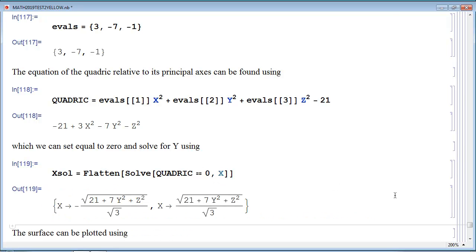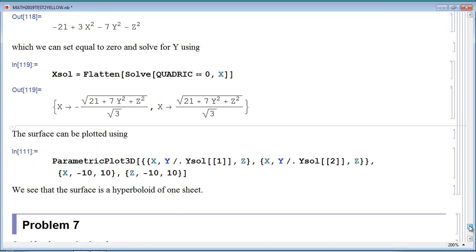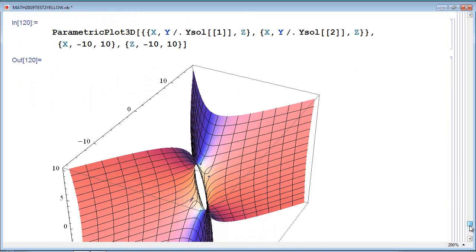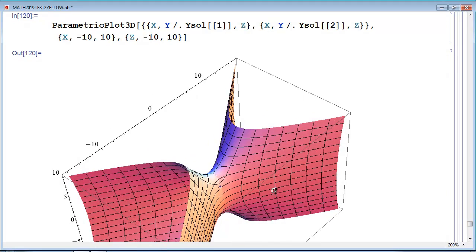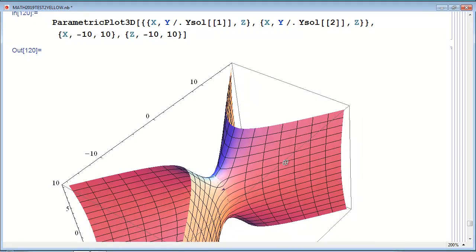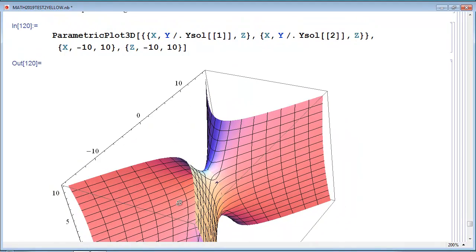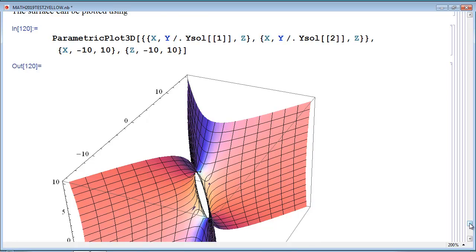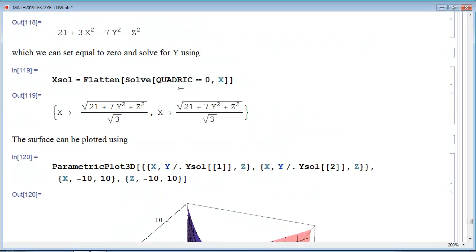And then you can see there are 2 solutions, and we can plot those solutions using this. And we can see that this is a hyperboloid of 1 sheet with a hole in the middle. We can move it around and look at it from different angles. So that's what it is, and that fits in with the rule that if 2 of these are negative, then it's a hyperboloid of 1 sheet.